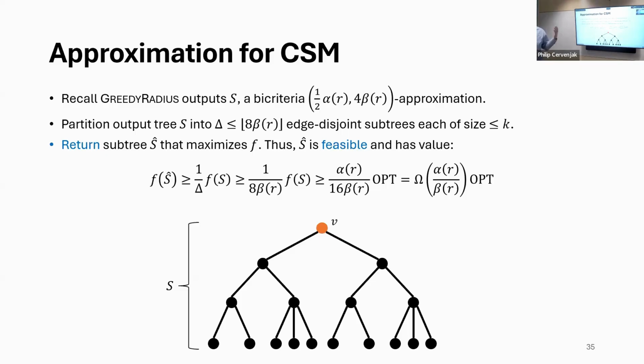We use the fact that this subtree S hat is going to have value at least the average value of the subtrees of S. So therefore, it has to have value at least 1 over delta of the value of our original solution S. So from there, I'm just plugging in the values. Delta is 8 times beta of r, and then I plug in the fact that the value of S is at least alpha of r over 2 times the optimal solution value. It simplifies to this approximation.